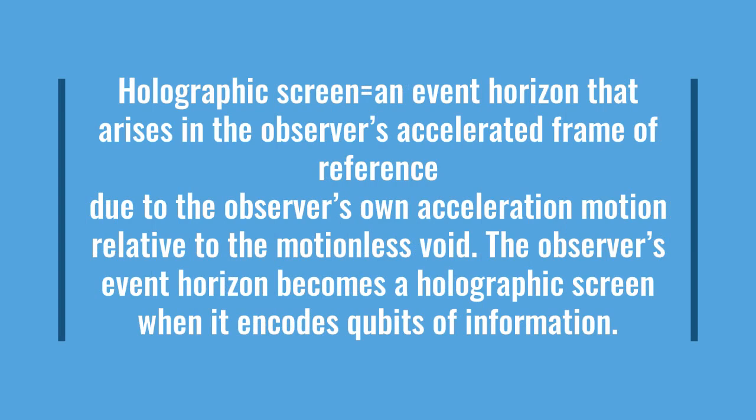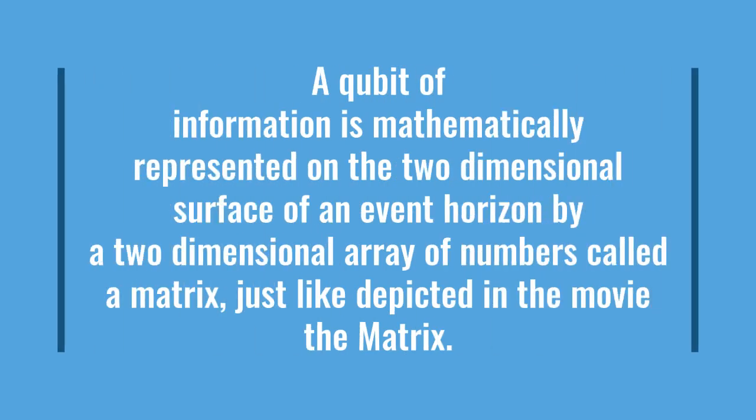A holographic screen is an event horizon that arises in the observer's accelerated frame of reference due to the observer's own accelerated motion relative to the motionless void. The observer's event horizon becomes a holographic screen when it encodes qubits of information. A qubit of information is mathematically represented on the two-dimensional surface of an event horizon by a two-dimensional array of numbers called a matrix, just as depicted in the movie The Matrix.